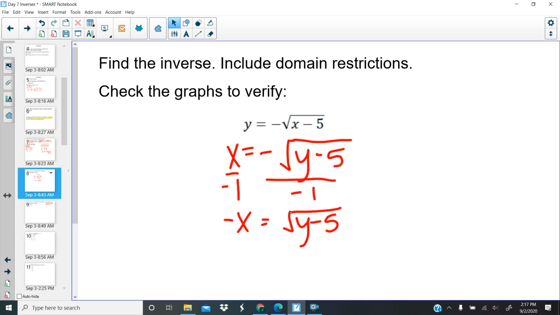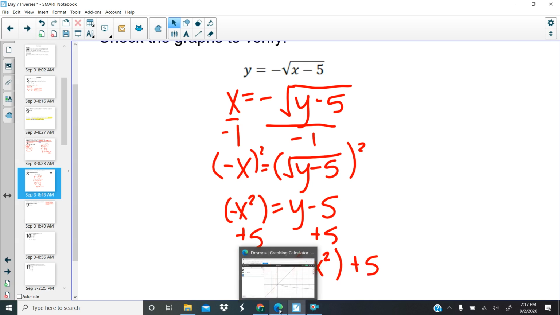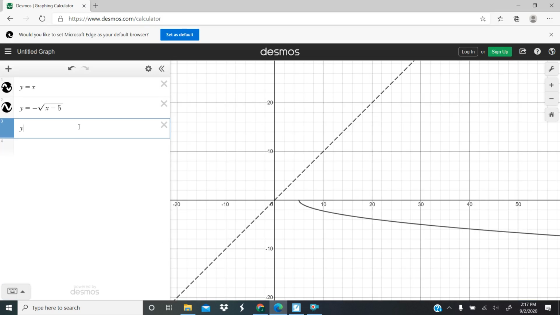And so then this is going to look a little weird, but now we're going to square everything. And I know that negative x squared looks weird, but just leave it like that. So negative x squared equals y minus 5. And then you're just going to add 5 to both sides. So you would have y equals negative x squared plus 5. So we're going to go graph that on my graph over here. So negative x squared plus 5.